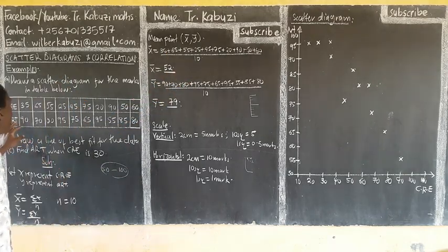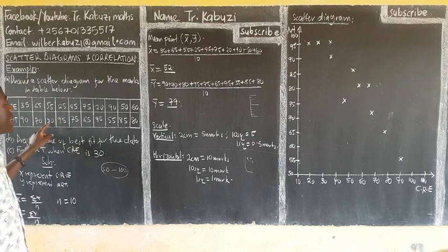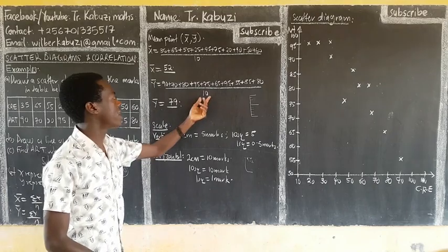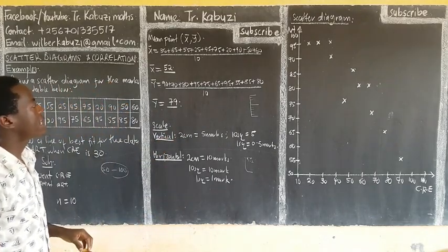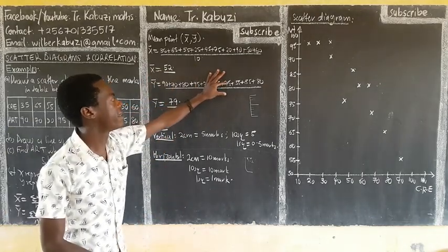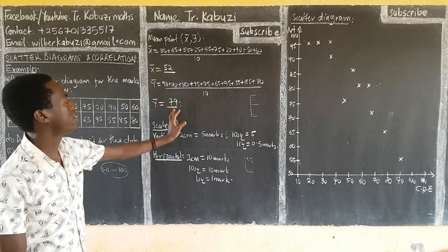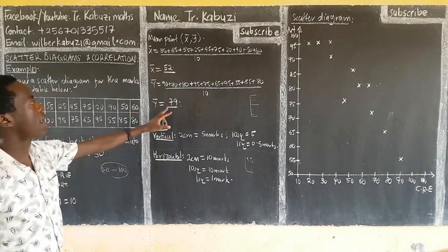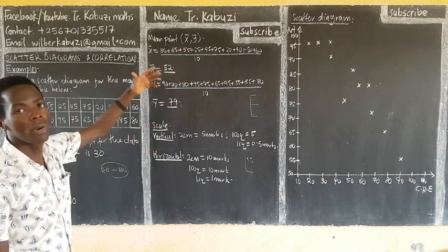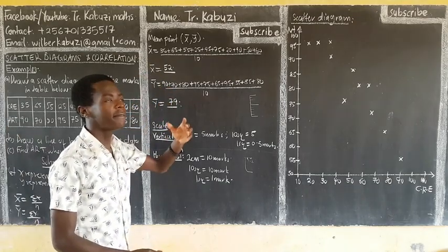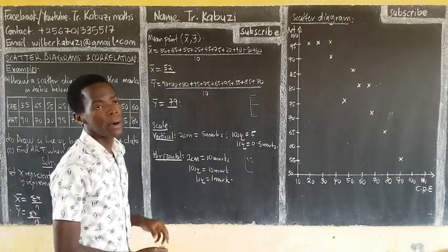Then when I come to the Y, you add this as you see, add them, then the total, divide by their number, which is 10. So you add this, you get 790 over 10, which will give you that. Now you come and you plot this one. Why? Because we say the line of best fit should pass through this midpoint.